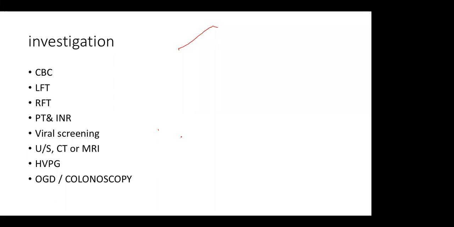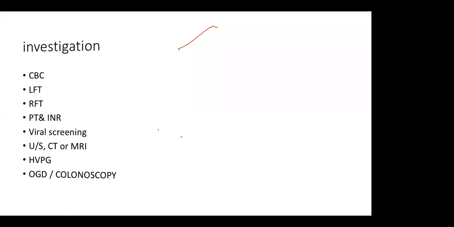The simplest measure is ultrasound, which detects portal venous dilatation and any varices. Others, like CT and MRI, are not commonly used in Sudan; we use the simple one, ultrasound. Hepatic venous pressure gradient measurement is a little invasive and not commonly used here. And for sure, upper GI endoscopy and colonoscopy, looking for varices, either esophageal varix, fundal varix, or rectal varix.